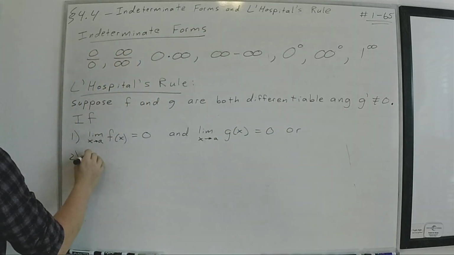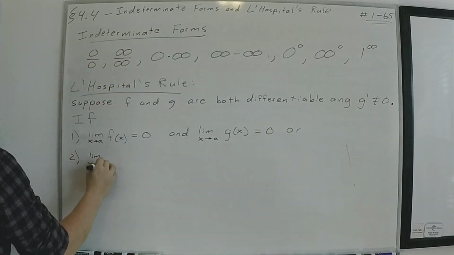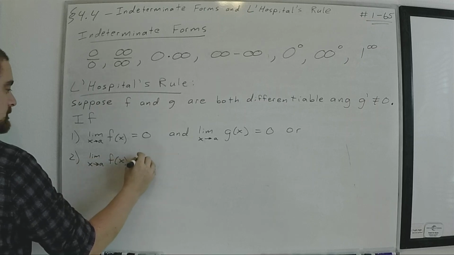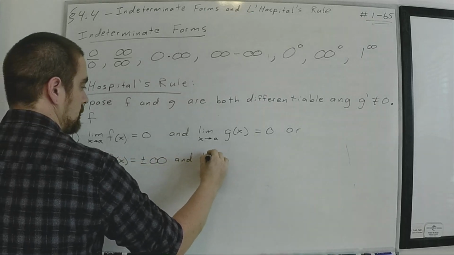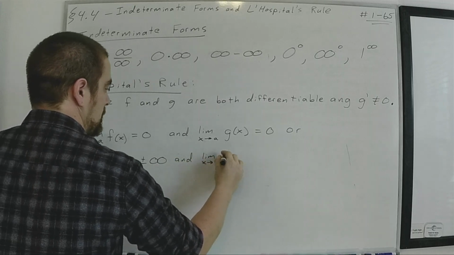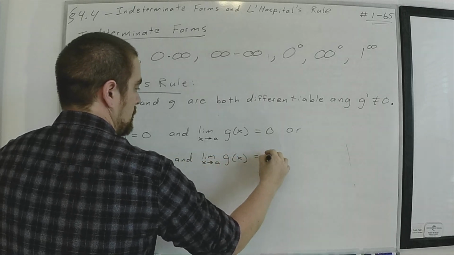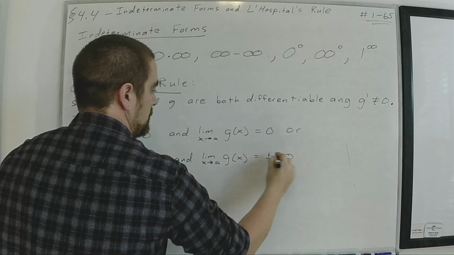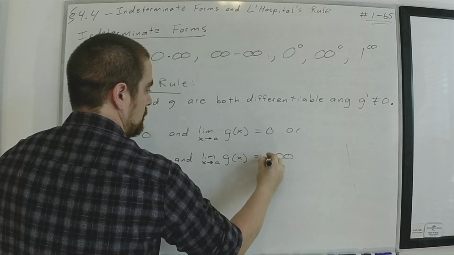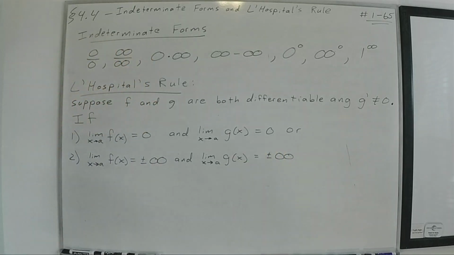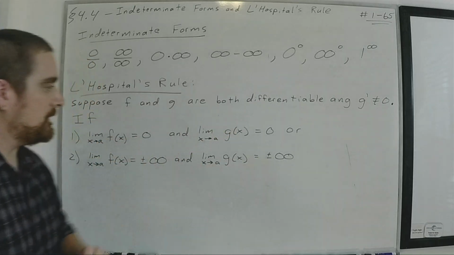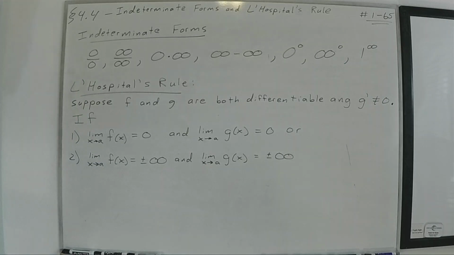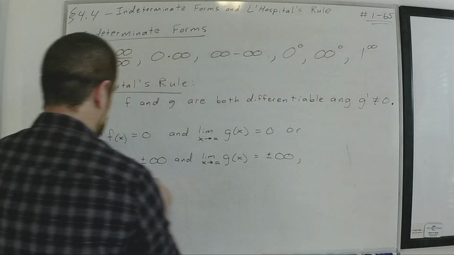Or case 2, the limit as x goes to a of f of x is positive or negative infinity, and the limit as x goes to a of g of x is positive or negative infinity. Right. So we want either both limits to be 0, or we want both limits to be infinity. We don't care about the sign on infinity as long as it is infinite.